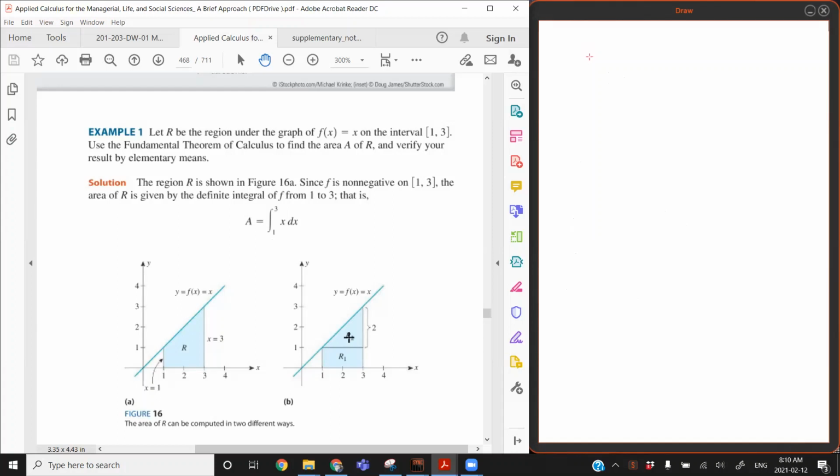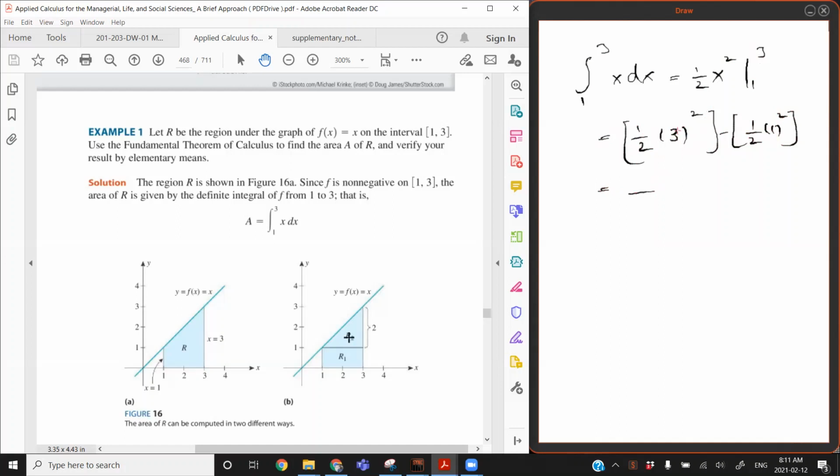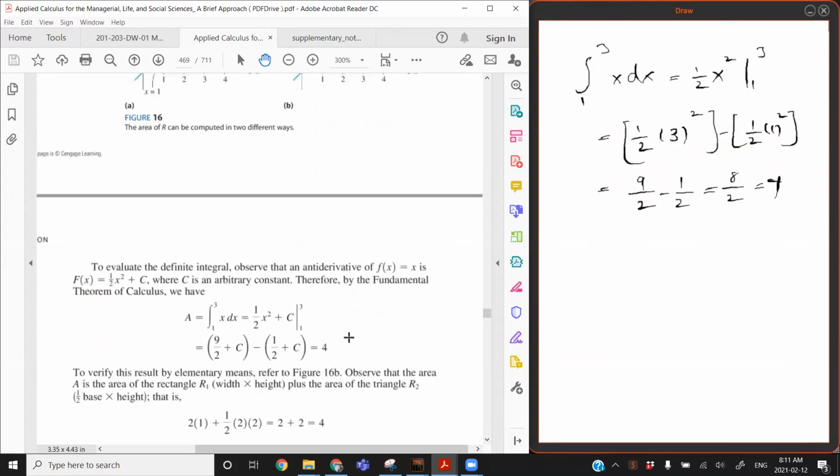Or you can use the fundamental theorem, because we know that one antiderivative of this is 1 over 2 x squared. So I just need to evaluate this at 3 minus evaluate the same function at 1. It's going to give me 9 over 2 minus 1 over 2. The answer is going to be 8 over 2, or 4. Is that clear?